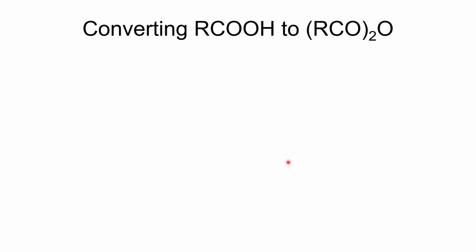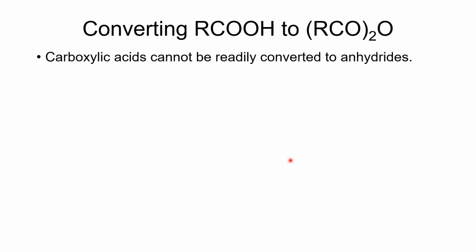How about converting a carboxylic acid into an acid anhydride? Well, it's very difficult. If you have a regular carboxylic acid and you're trying to convert it into an acid anhydride, so let's say you have benzoic acid and you're trying to convert it into benzoic anhydride, that is a little bit tricky.